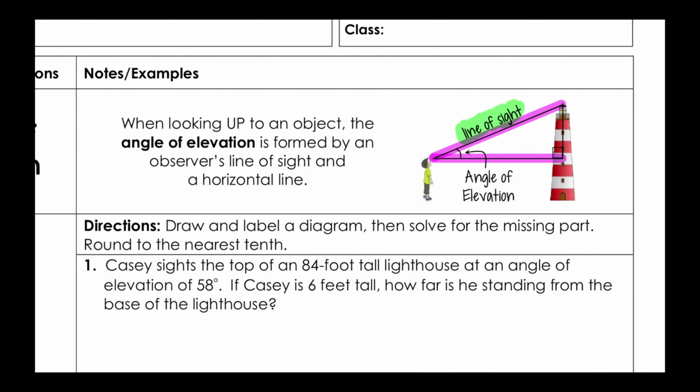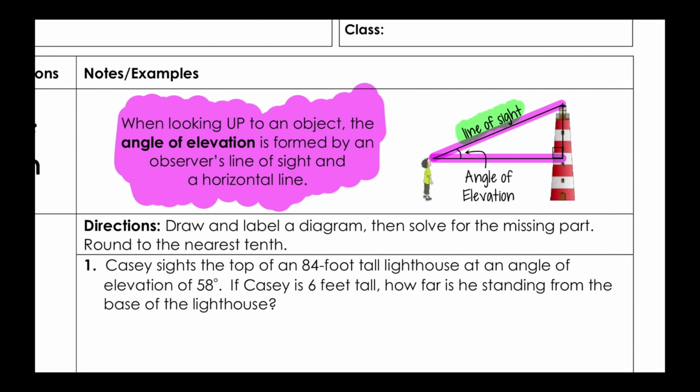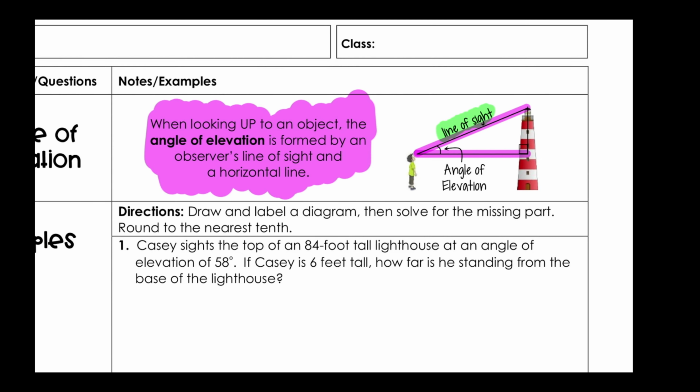Okay? When looking up at an object, the angle of elevation is formed by an observer's line of sight and a horizontal line, right? The horizontal line is your first line of sight when you're looking straight, and then you pick your head up. Now you've created an angle.